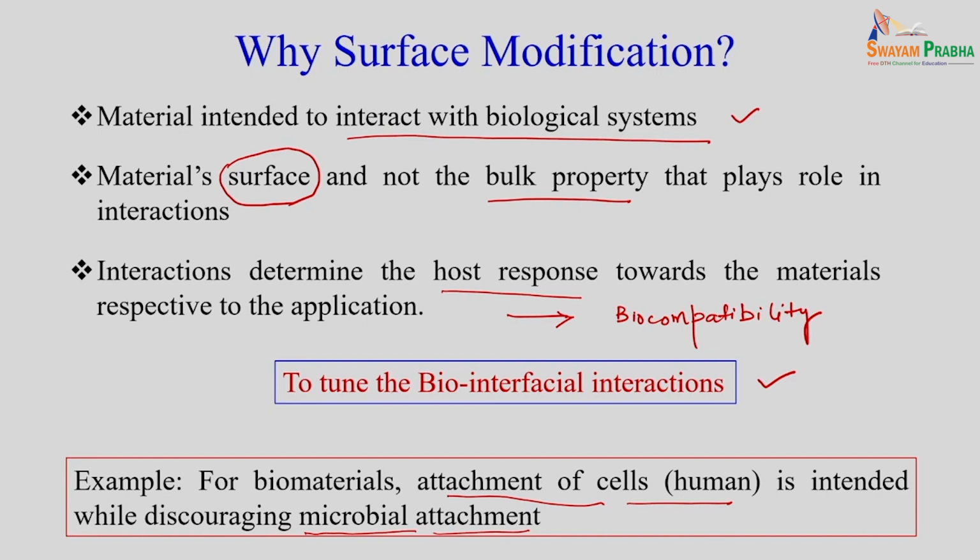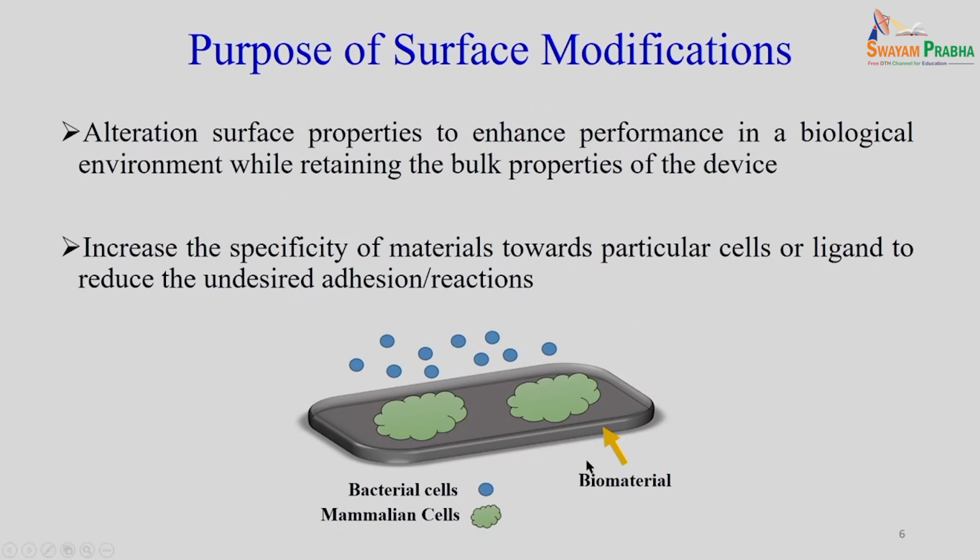So, this is just one example where we have to modify the surface in such a way as to promote the desired interactions, and at the same time restrict the undesired interactions. Now, we can summarize the purpose of surface modifications. If you modify the surface, we are going to alter the surface property in order to enhance the performance in a biological environment.